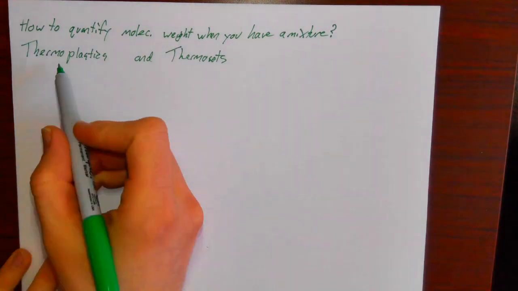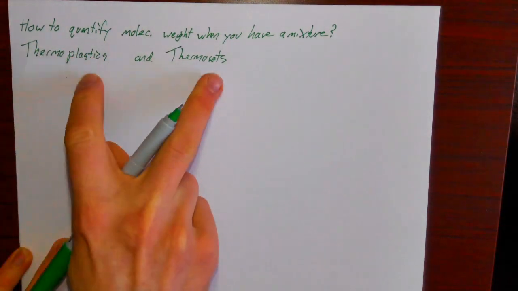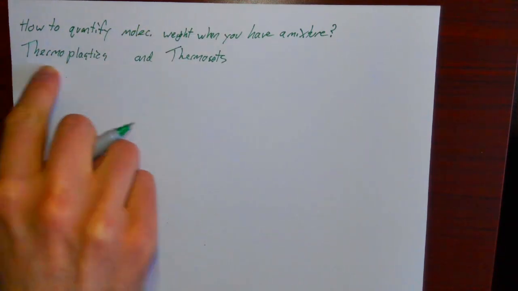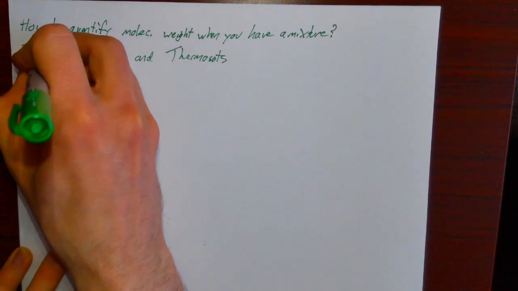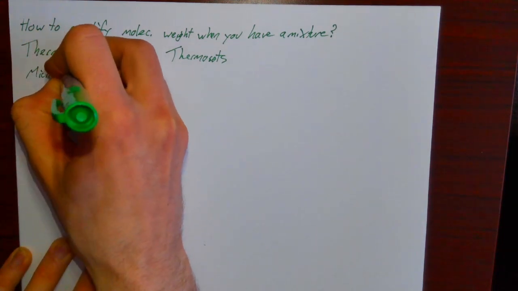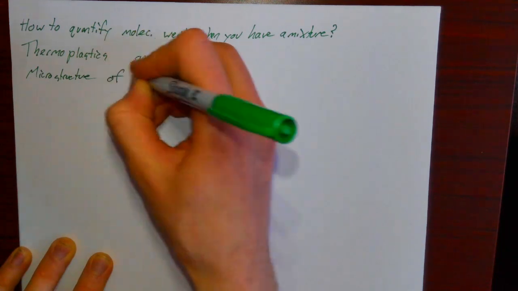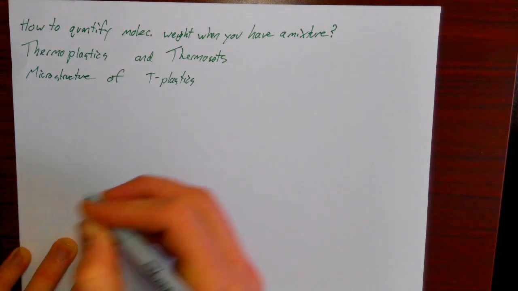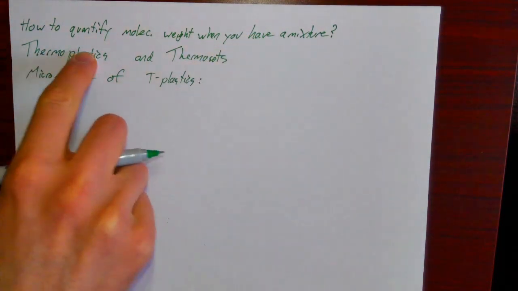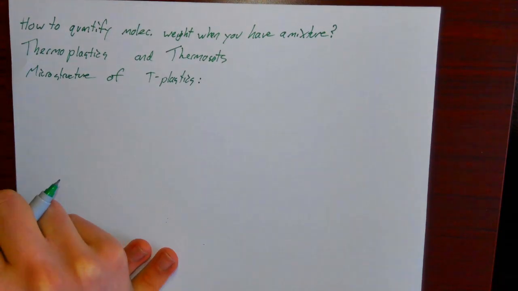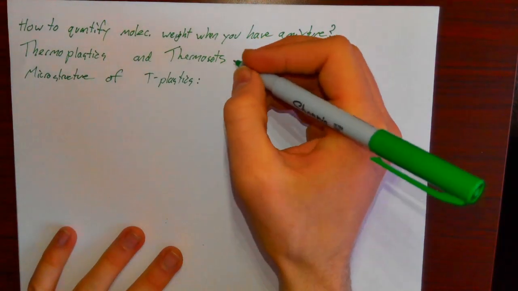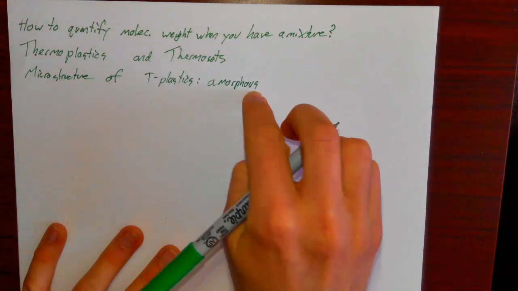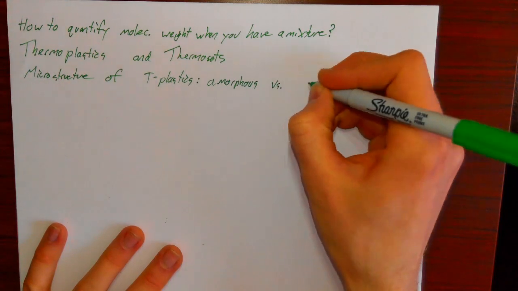Then we're going to take a deeper dive into the microstructure of these two things. In particular, we're going to look at the microstructure of thermoplastics. There are two main types of microstructures that we see in thermoplastics: an amorphous microstructure versus a semi-crystalline microstructure.